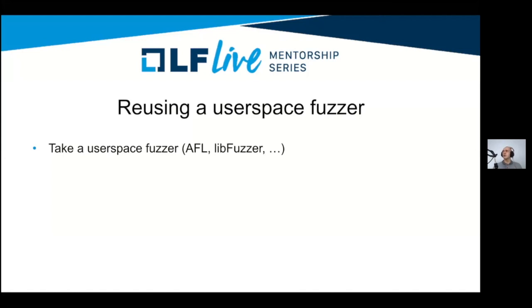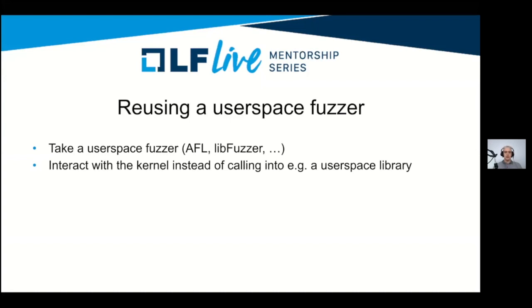As far as I remember, the first version of AFL, instead of using compiler instrumentation, would rewrite the binary dynamically to extract the coverage, which was quite painful. And then libfuzzer came and introduced coverage-guided fuzzing with compiler instrumentation, and instead of reading inputs from the disk, it would read them from memory. And there are also many other user space fuzzers that you can use.